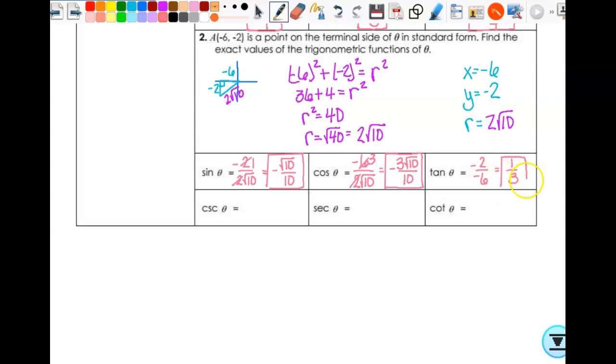If I look at all of my answers here, this triangle is in the third quadrant, and in the third quadrant, tangent is positive, sine and cosine are negative. So I'm good with all that. Cosecant is the reciprocal of sine. So I could take the reciprocal of this and rationalize, but I could also just take the reciprocal of this, and the reciprocal of -1 over the square root of 10 is just negative square root of 10.